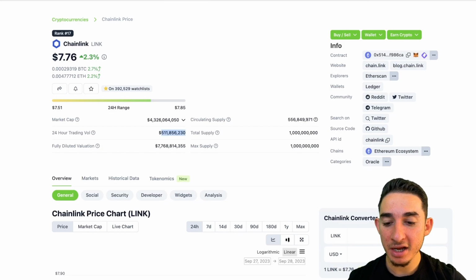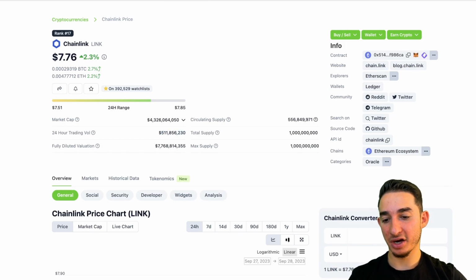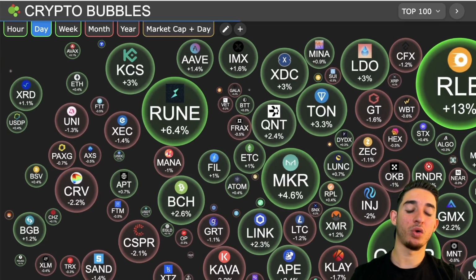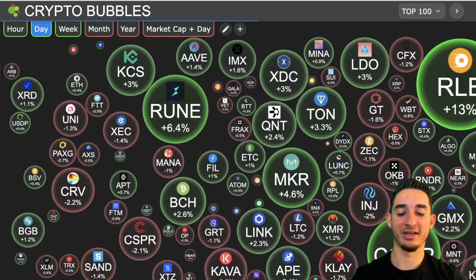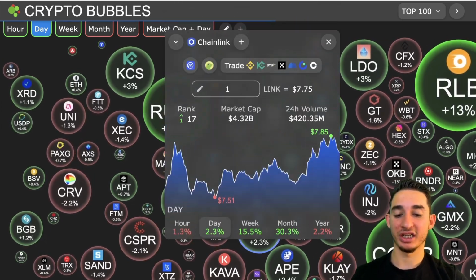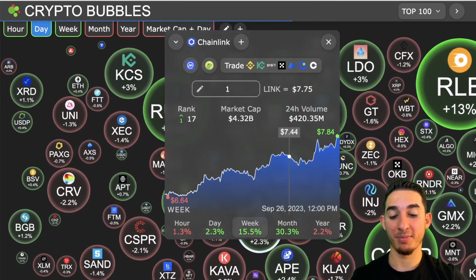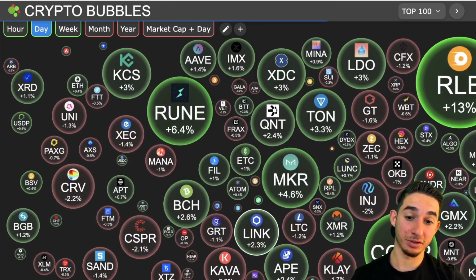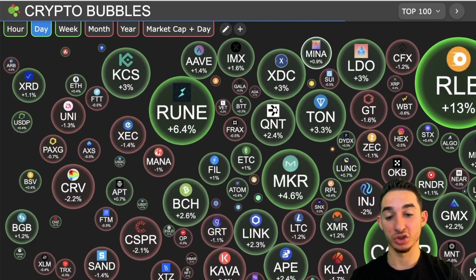So that's what's happening. The volume flowing into Chainlink is very bullish: $511 million, knowing that this is still a bear market. The whole crypto market right now is pretty much in green. Things are looking fantastic. Chainlink has seen beautiful growth in the past week, up 15%, and in the past month 30%. I think it's a little bit higher than that according to what we just saw.